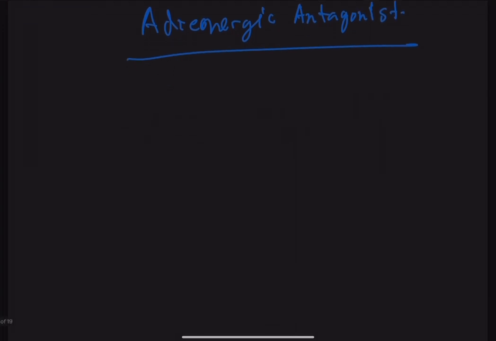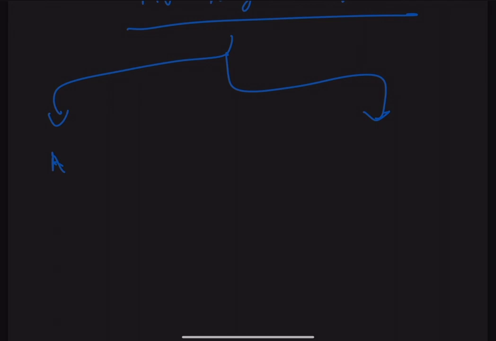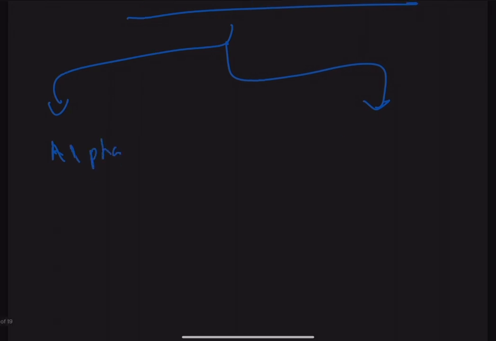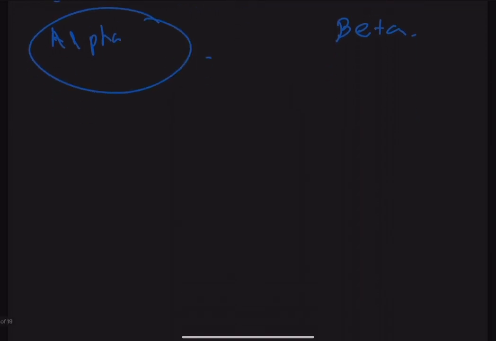And in this video, I'm going to talk about adrenergic antagonist. Okay, so we can divide adrenergic antagonist into alpha adrenergic antagonist and beta adrenergic antagonist. In this video, I'm going to talk about the alpha adrenergic antagonist.